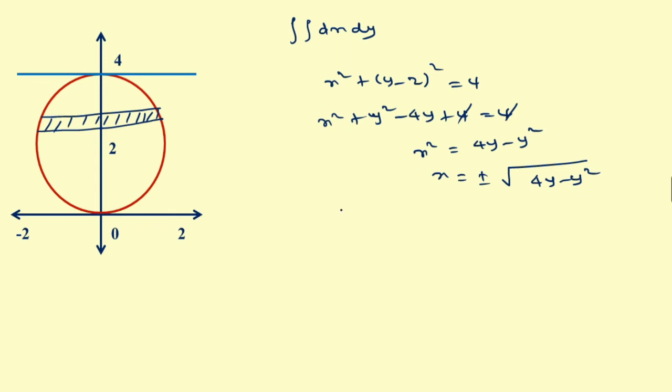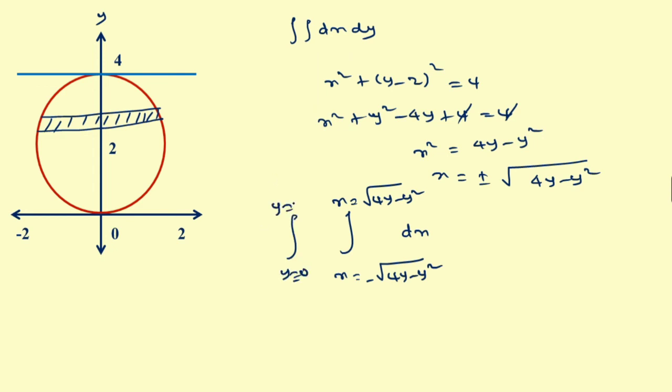Now the inner integral. The inner integral should have x as a function of y. So x equal to minus root of 4y minus y square to x equal to root of 4y minus y square, dx. Now the outer integral. The horizontal strip moves along the y axis from 0 to 4. So here y equal to 0 to y equal to 4, dy. See, the complicated integral stands for finding the area of the circle with center (0, 2) and radius 2. What is the answer? 4 pi square units.